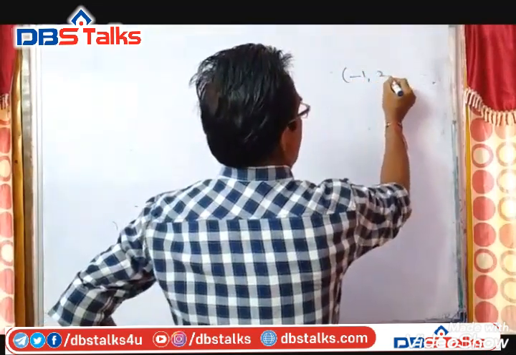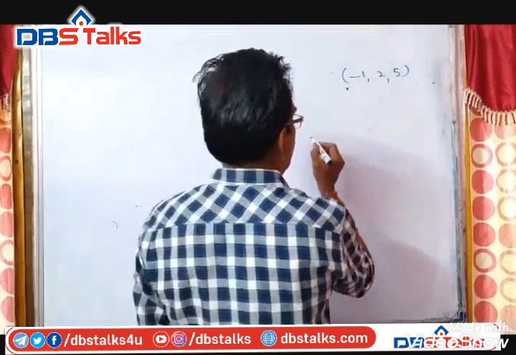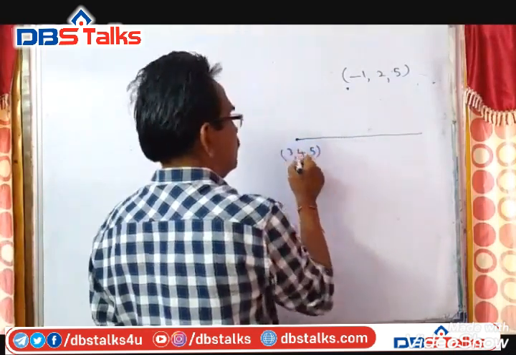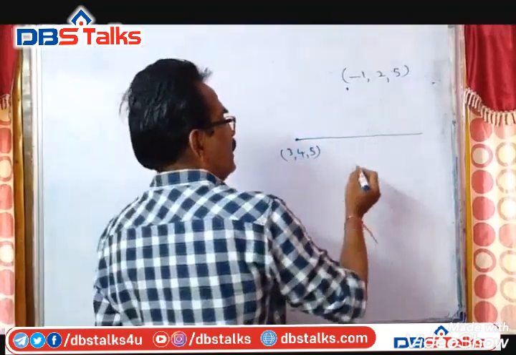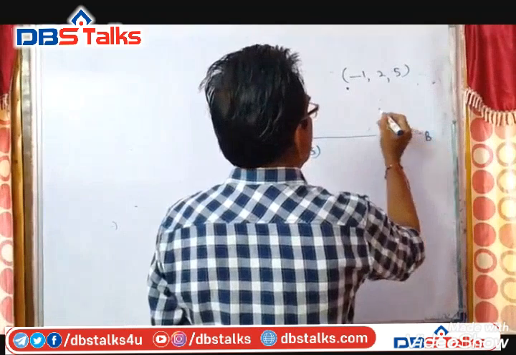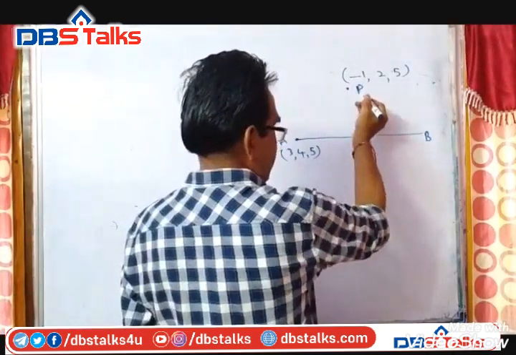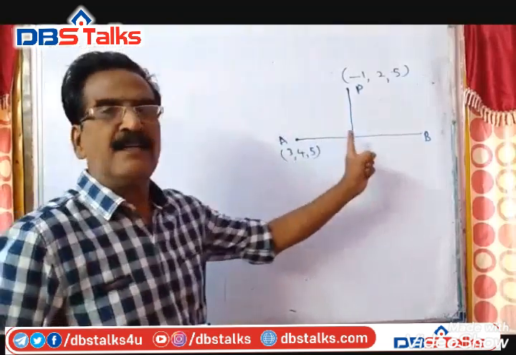Next problem, friends. The distance of the point (-1, 2, 0) from the line which passes through (3, 4, 5) and whose direction cosines are proportional to... Say this is line AB and this is point P, and we have to find the distance from this point to the line AB.